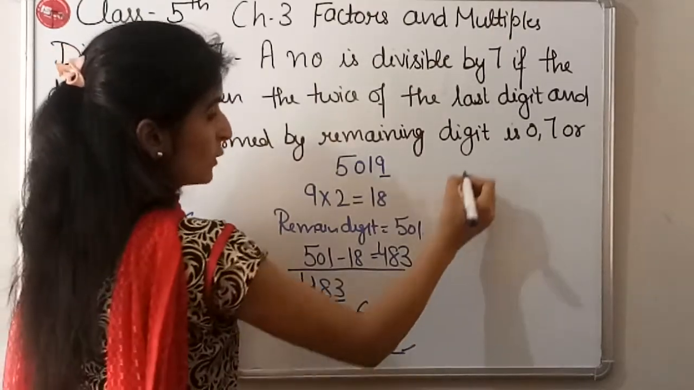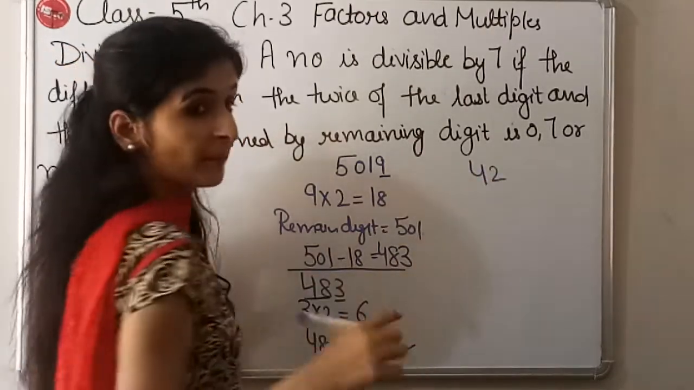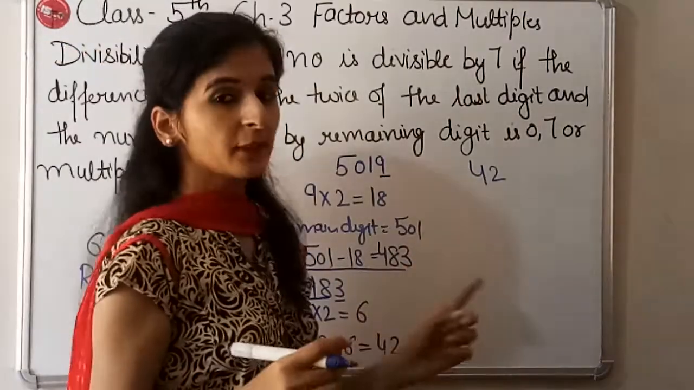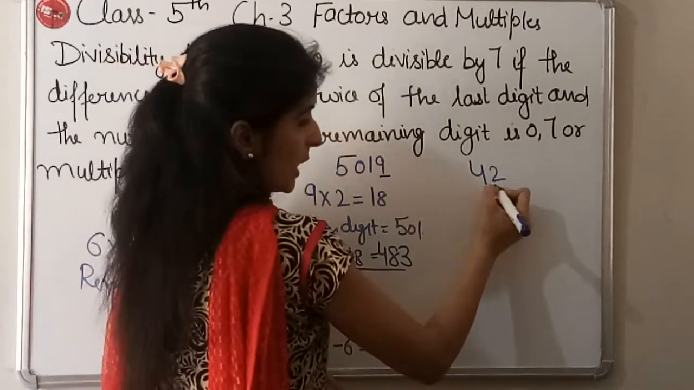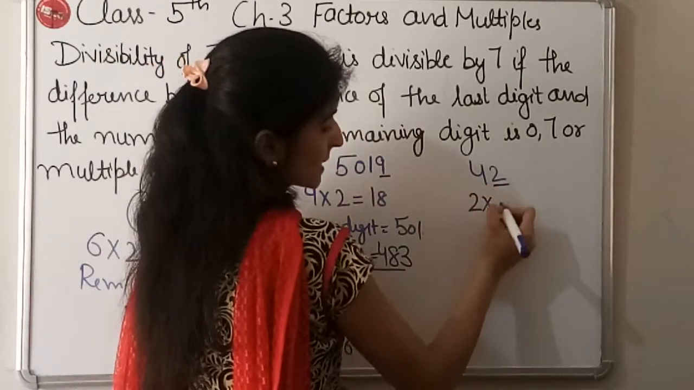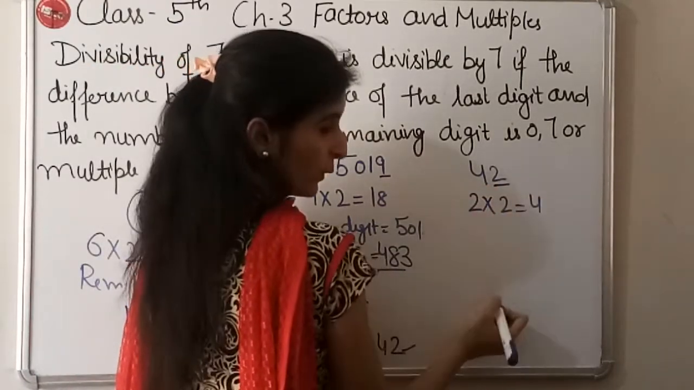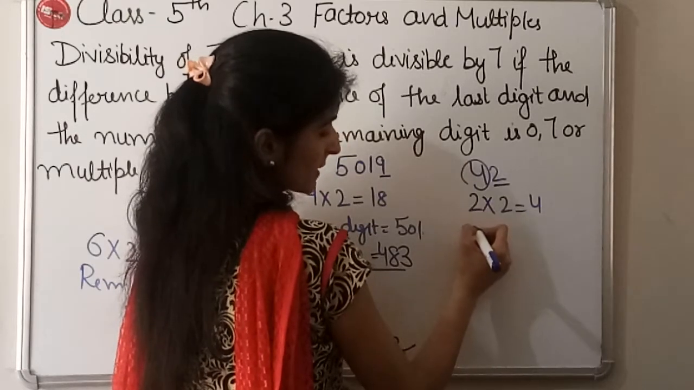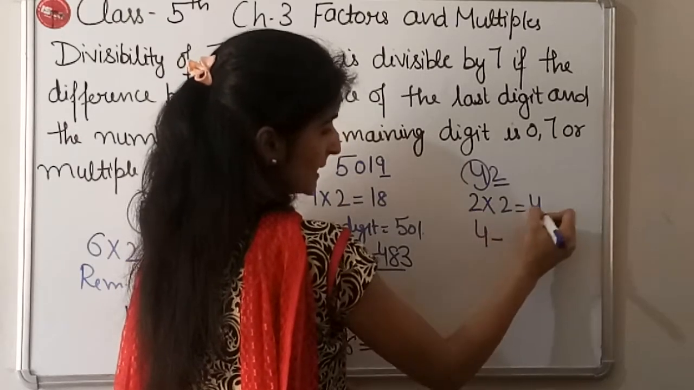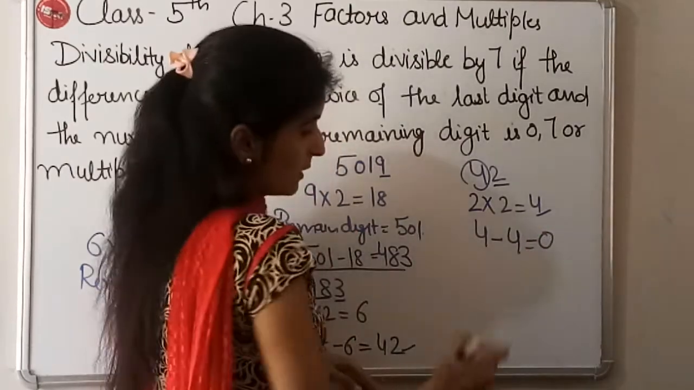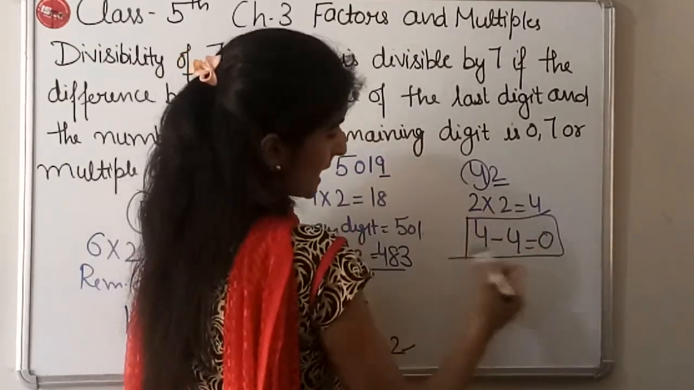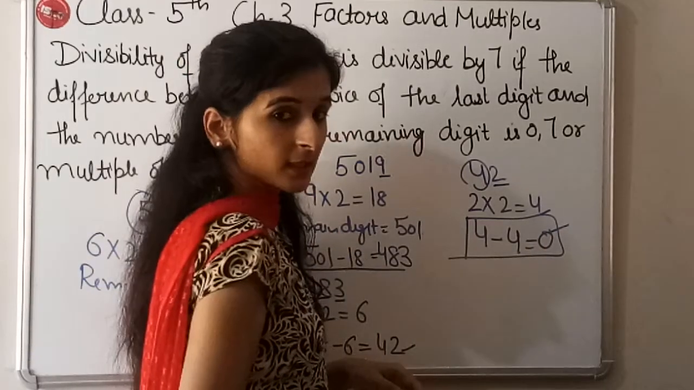Now we have again got a 2-digit number, but we must be left with a 1-digit number. So now again we will multiply this 2 by 2. 2 2s are 4 and the remaining digit is 4. So 4 minus 4 is equal to 0. So here at the last we are left with this 0.